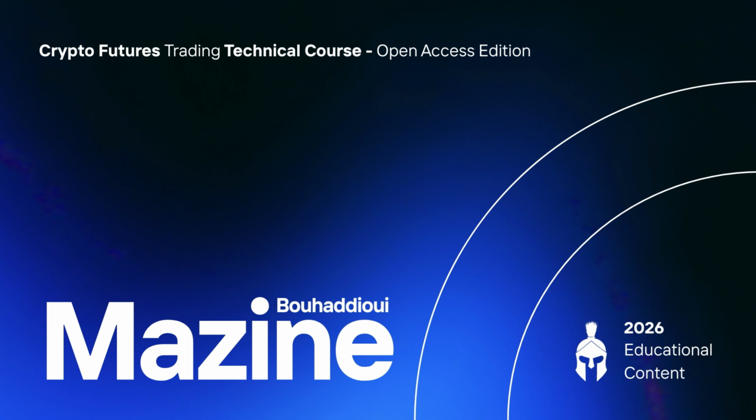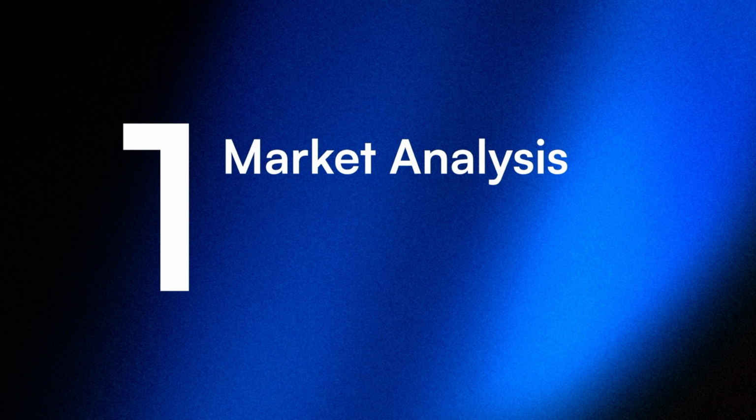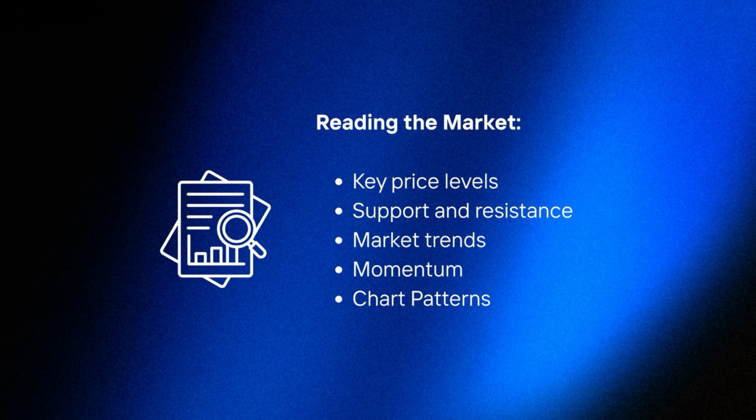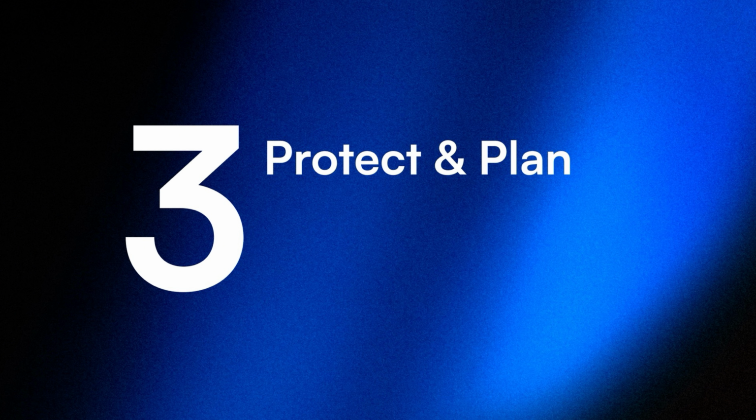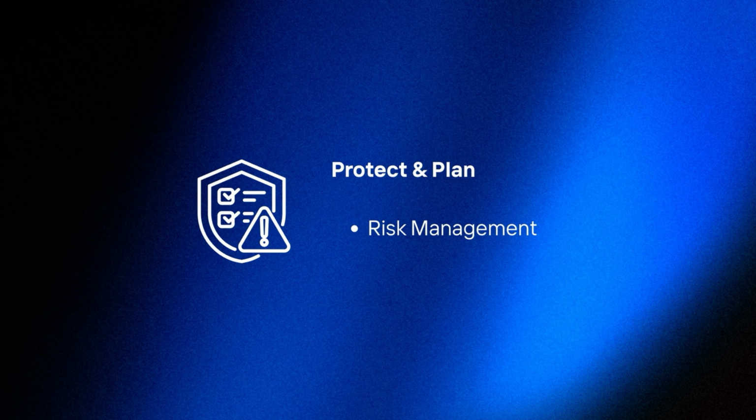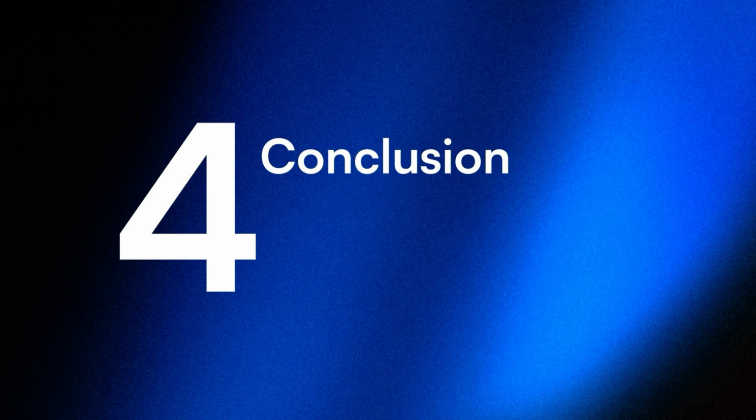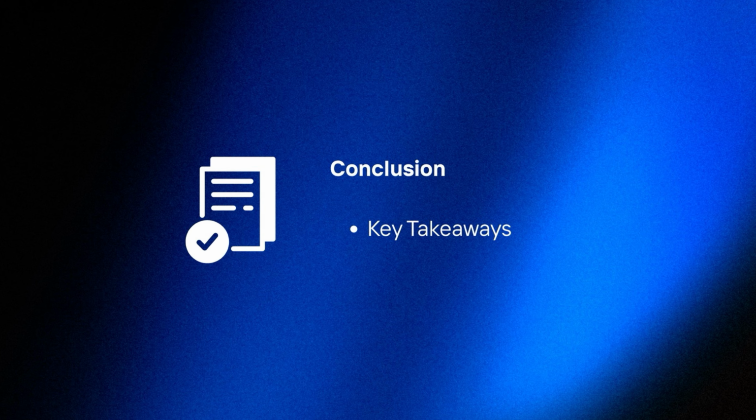Alright, that said, let's move on to the course. Here is what we're gonna cover. The first chapter is the market analysis: reading the market, key price levels, support and resistance, market trends and momentum. Then the chart patterns, the recurring setups that hint at future moves. Then the second chapter is about smart tools, technical indicators, tools that help confirm signals. And after that, the third chapter is about protect and plan, which is risk management: how to control your trades and keep your losses small. This will be a conclusion, lessons you can act on immediately.